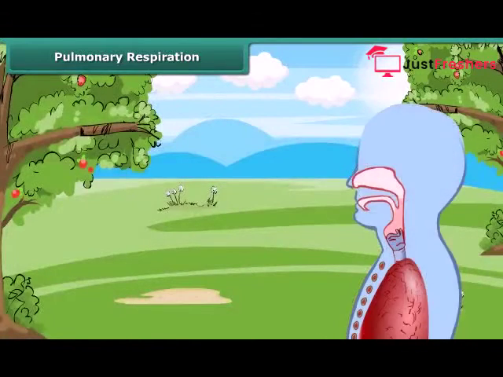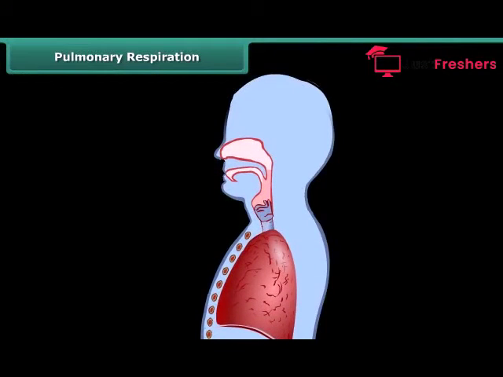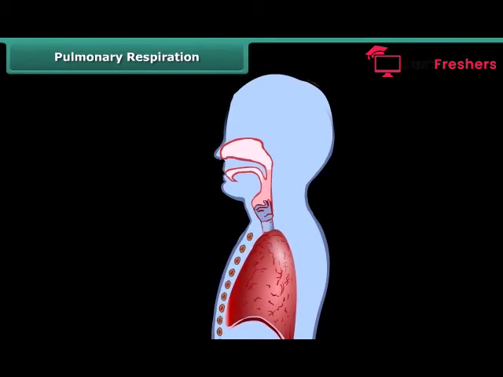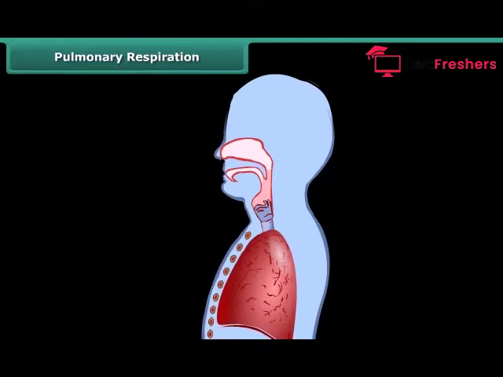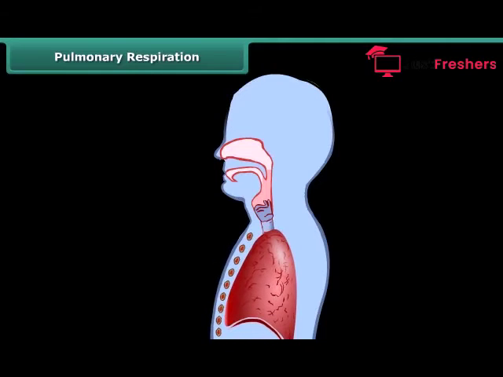During inhalation, the chest rises as the lungs are filled with oxygen, whereas during exhalation, the chest falls as the carbon dioxide is emptied from the lungs. Such visible breathing is known as external or pulmonary respiration.